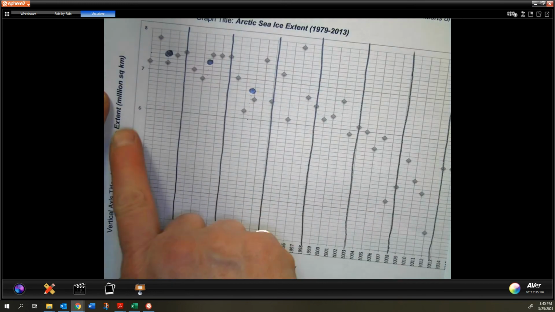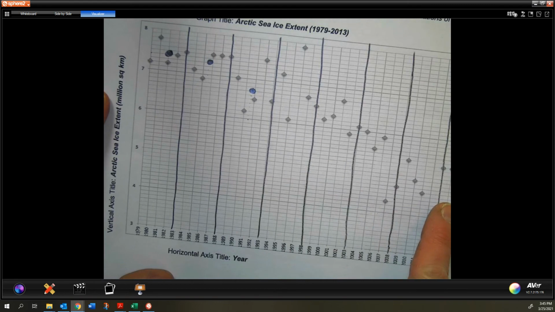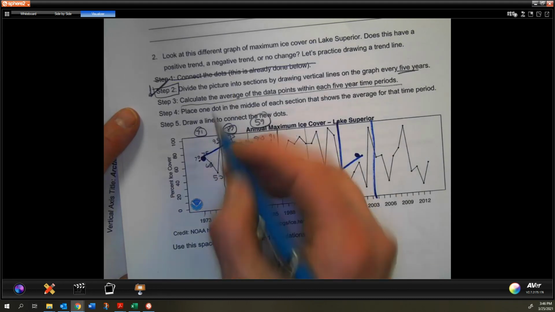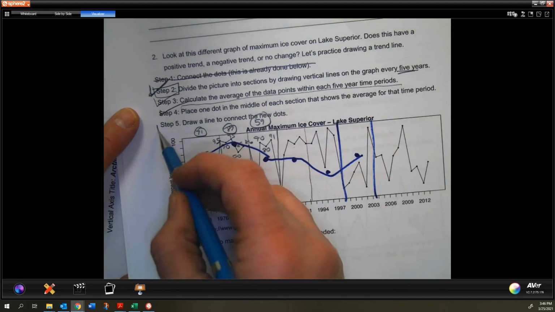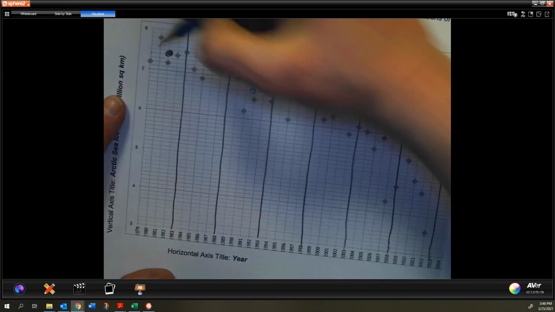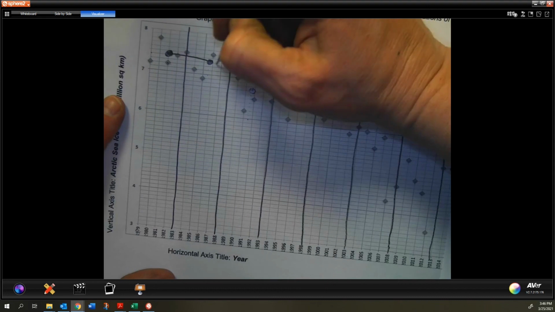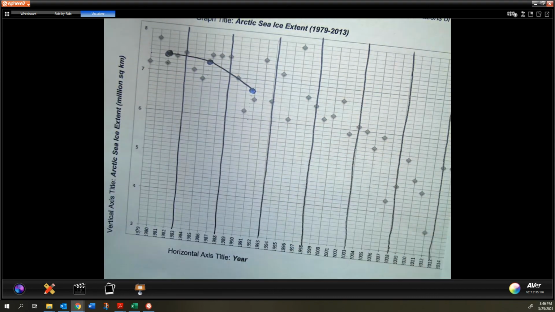So you would finish calculating the averages for the rest of the graph. And after you did that, okay, so you calculated the average, you placed a dot in the middle, you just draw the line to connect the new dots. So draw a line here to here to here, and then wherever it would continue from there, depending on your averages.